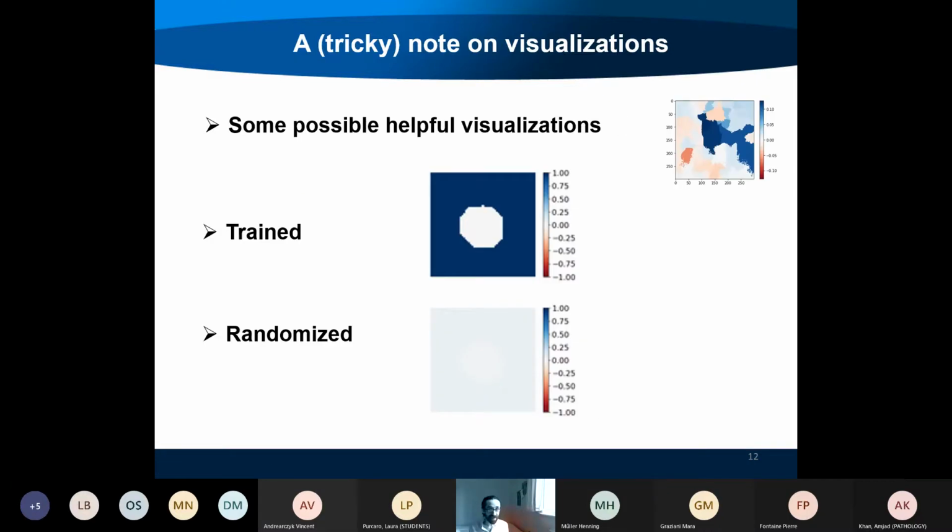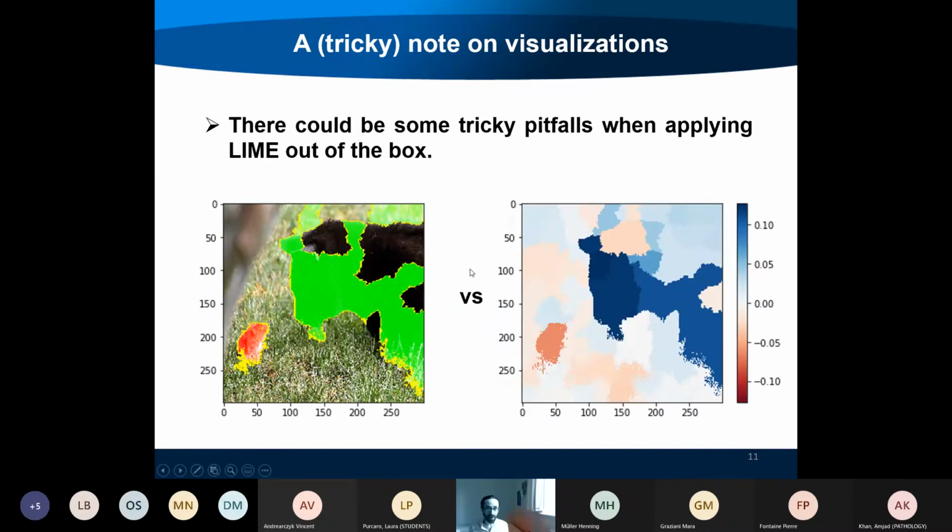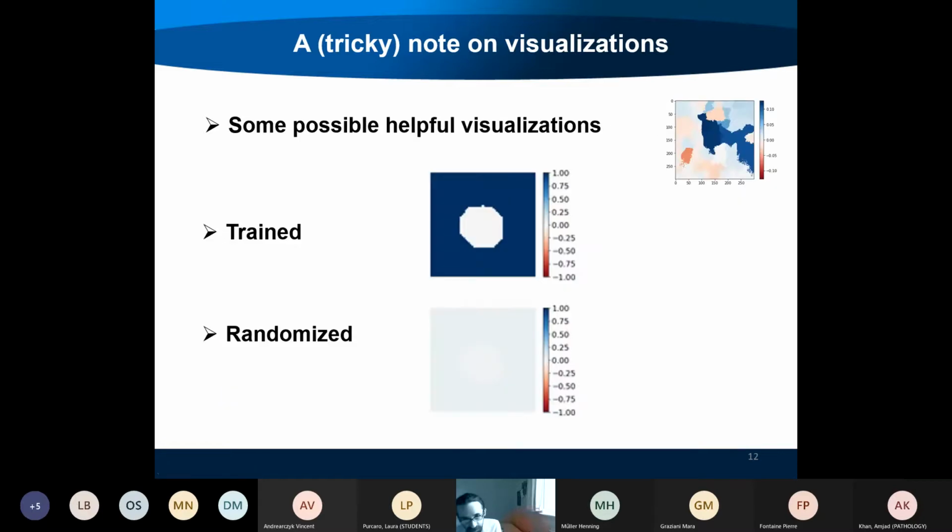So just some examples of these visualizations that I think could be more helpful rather than the out-of-the-box one. Because when you use Lime just following the example, it's just like that, right? I've seen many papers that use this, and it's tricky to interpret. I think it's easier to interpret it like that. There are other possible visualizations as well, but these are some examples that we've been using in our papers.